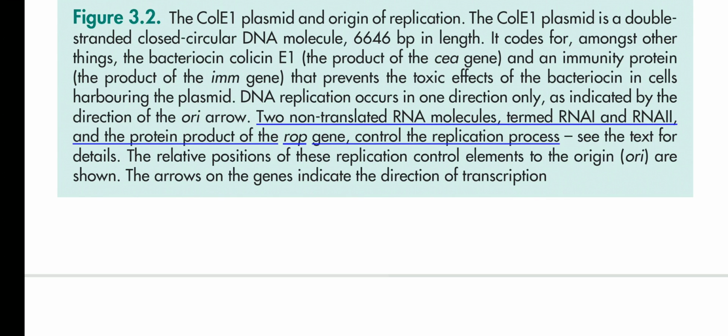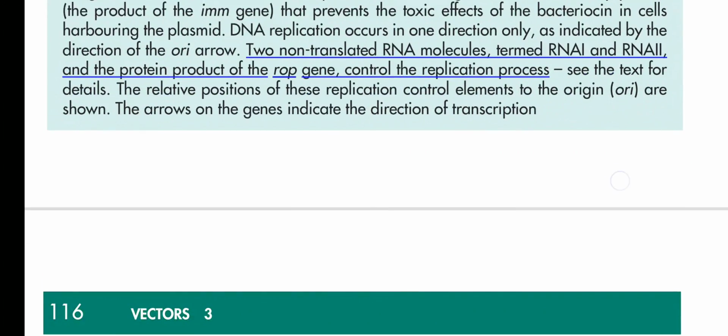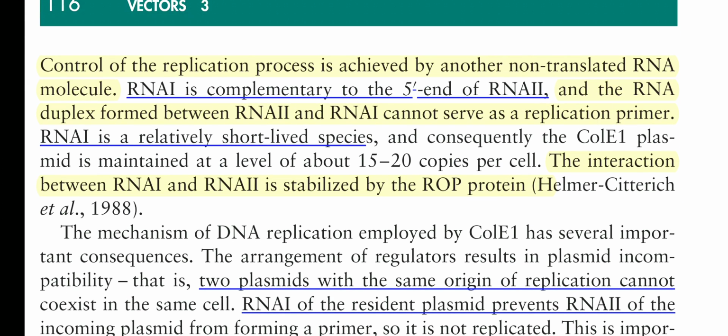Two non-translated RNA molecules termed RNA I and RNA II, and the protein product of the ROP gene, control the replication process. That's important. So how? The control of the replication process is achieved by another non-translated RNA molecule. RNA I is complementary to the 5' end of RNA II. Getting this point? And the RNA duplex formed between RNA II and RNA I cannot serve as a replication primer.